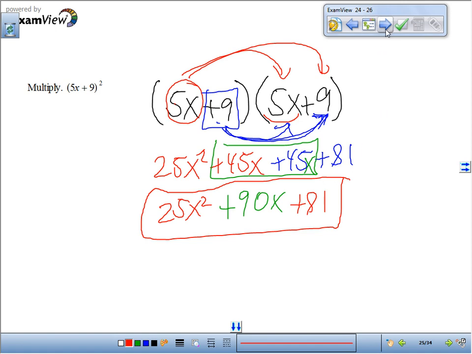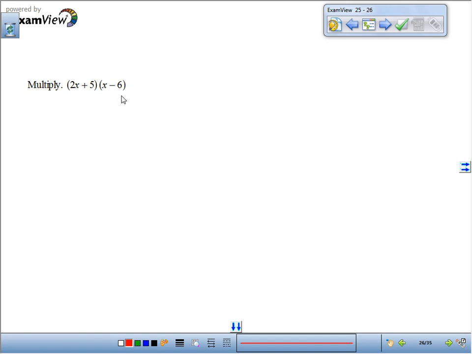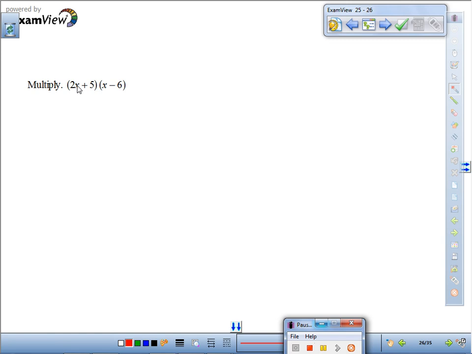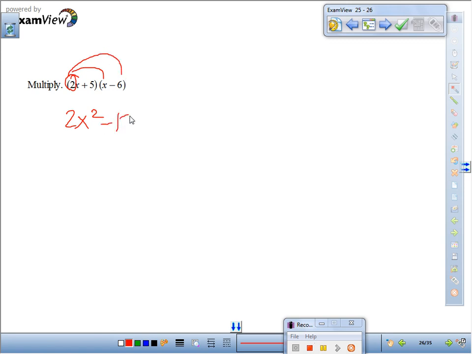Yes? Yeah. Number 25. Look at that one. Multiply that one by yourself, see what you get, and I'll be walking around. Go. We multiply 2x times x, that's 2x squared. Multiply 2x times negative 6, that's negative 12x. Then we multiply 5 times x, that's plus 5x. Multiply 5 times negative 6, that's negative 30.